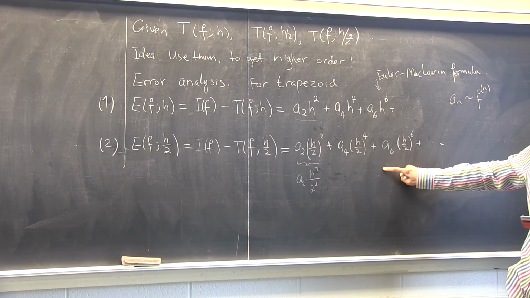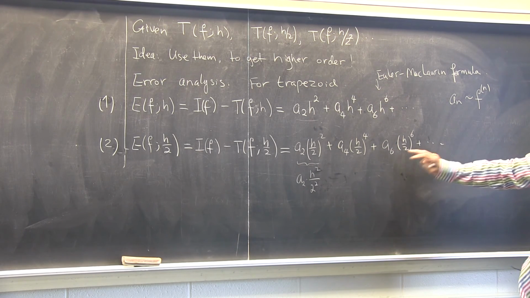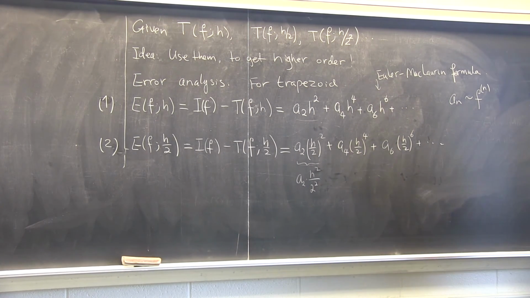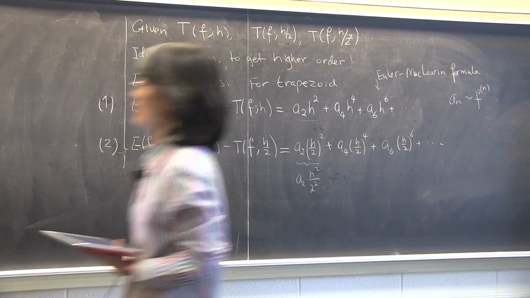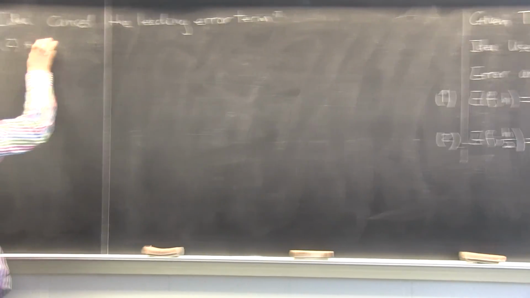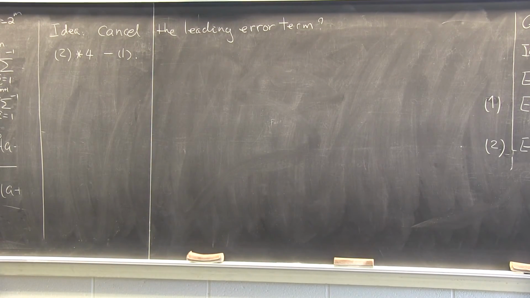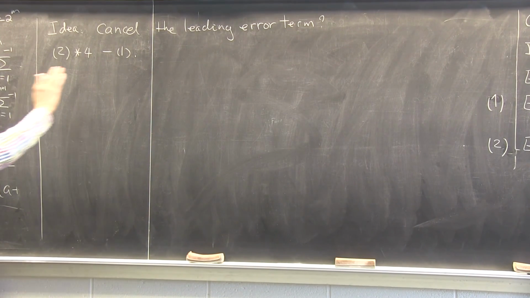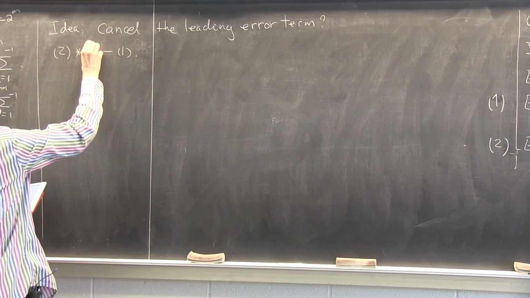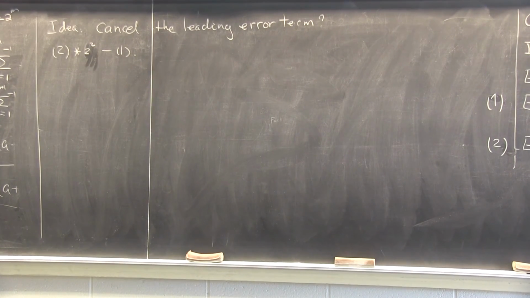Multiply this by 4, then subtract. Yes. Do we see that? And that's just that little idea. That's the extrapolation, okay? Not such a big idea, right? So take equation 2, multiply by 4, and then subtract equation 1. I do not want to write it as 4. I want to write it as 2 squared because that's not the only step we're going to take.